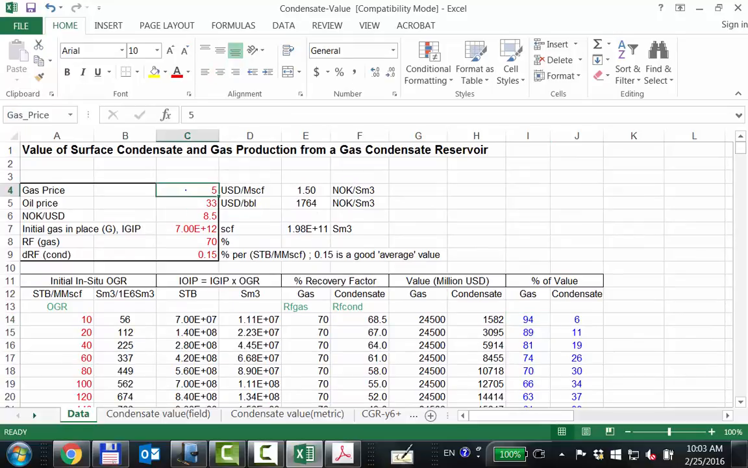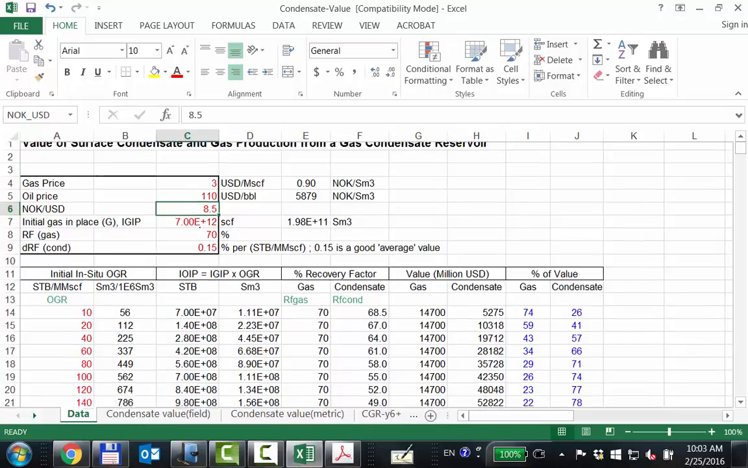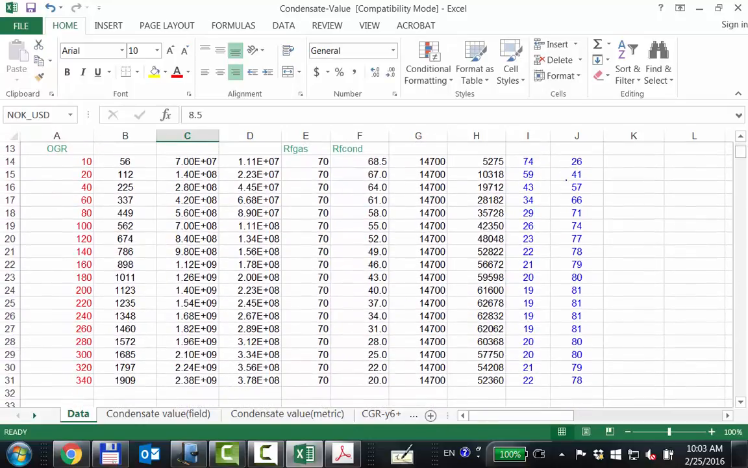So 2 years ago, this was like 3 in the United States and 110 in the United States. So then you can see that you get this transition at a much lower oil-gas ratio, when you're getting more value from the oil than from the gas.